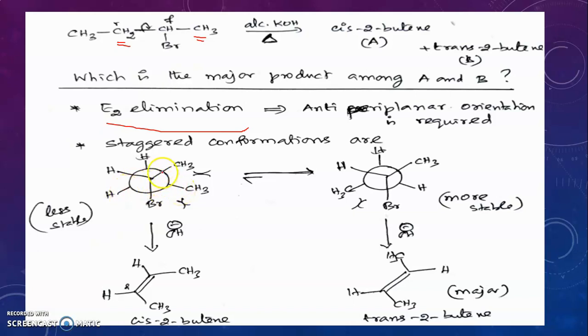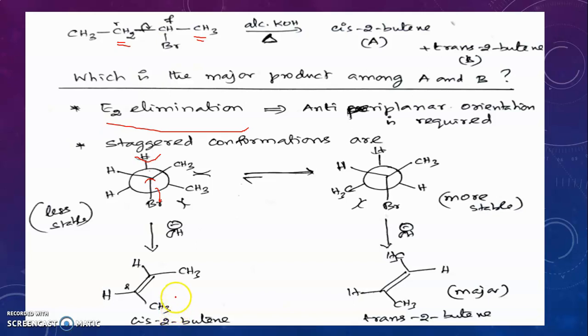Now, this is one anti-periplanar orientation. If this undergoes elimination, this hydrogen comes out as H plus and this bond moves over here and you will get a double bond between the front carbon and the rear carbon. Then this bromine comes out as Br minus. Are you able to understand? So, if you get a double bond here, the two methyl groups are present on the same side, and the two hydrogen atoms are also present on the same side. So, you will get cis-2-butene.